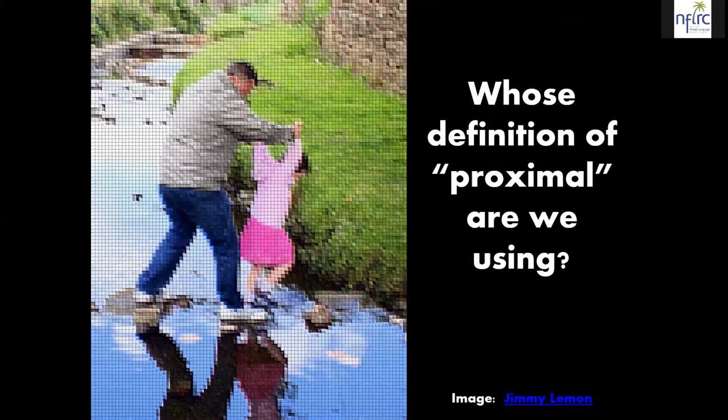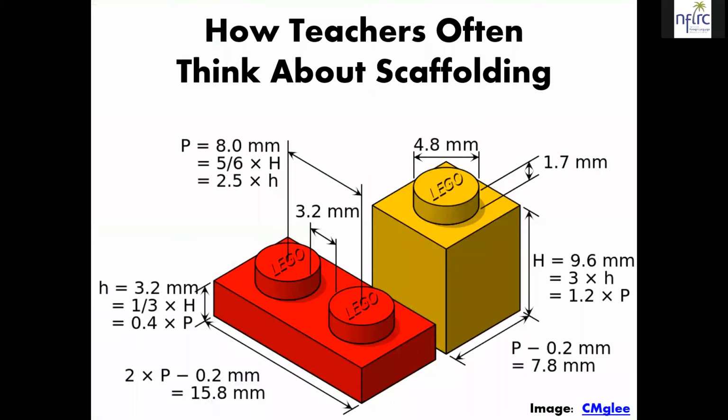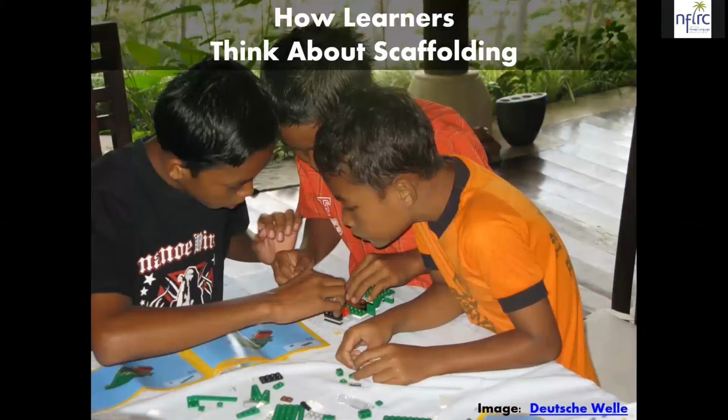So this is how teachers often think about scaffolding. We tend to want to explain the language. And so we give them formulas and we talk about all of the ins and outs of the grammar and then wonder why our students aren't successful. Here's how learners think about scaffolding. So you'll notice that there is no adult present in this picture. You'll notice that the learners are doing things, and you will notice that they are looking.